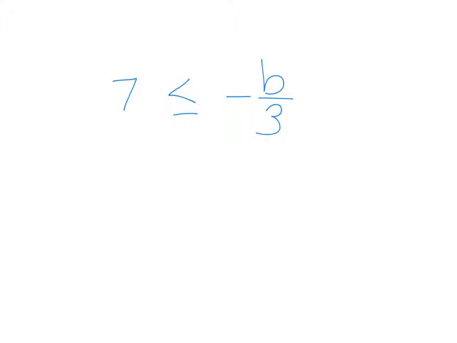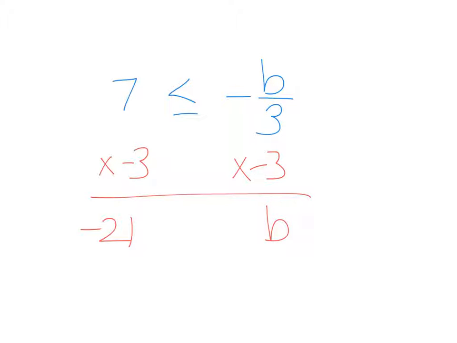So here's one more, and here we'd solve this the regular way. We're going to multiply this by -3, multiply this by -3. What we're left with is -21 over here, then we're left with just b over here. The most important thing is you've got to change the direction of the inequality symbol, because the rest of the stuff is pretty straightforward.